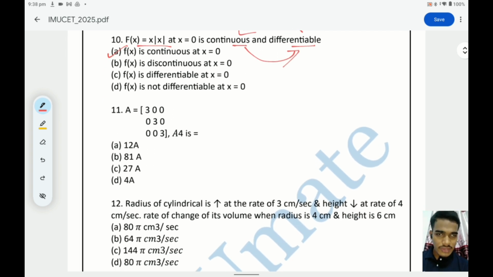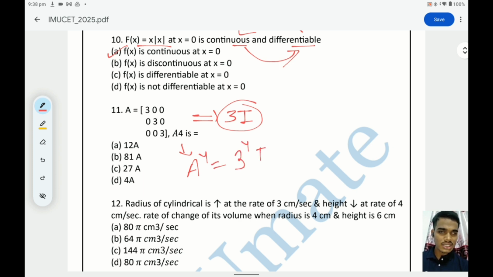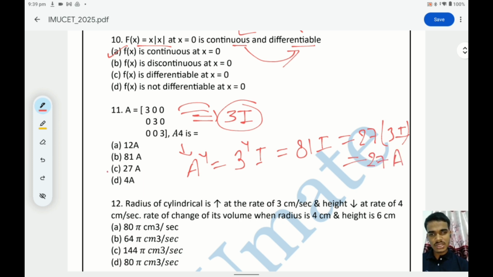Let's go for question number 11. If we see this, this is 3 into I, because I is the identity matrix, and we have to find A raised to the power 4. It means our value will be 3 to the power 4 times I, that is 81 into I, and 81 into I can be written as 27 into 3I. And 3I is A, so it will be 27A. So option C will be the correct answer.